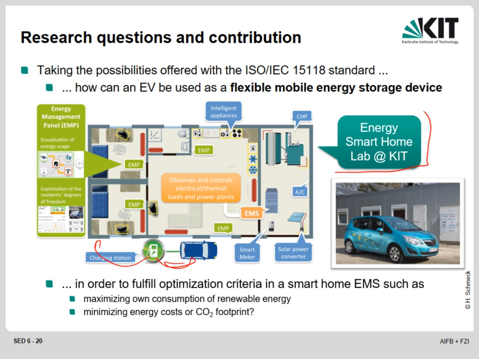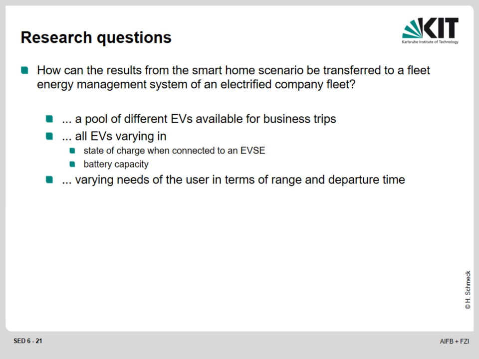We have to utilize all the different flexibility potentials in the best way to, for example, maximize the consumption of renewable energy, minimize carbon dioxide footprint, or minimize greenhouse gas emissions. So we know that electric vehicles provide quite a bit of flexibility potential, and in order to exploit that in the best possible way, we need appropriate management systems.